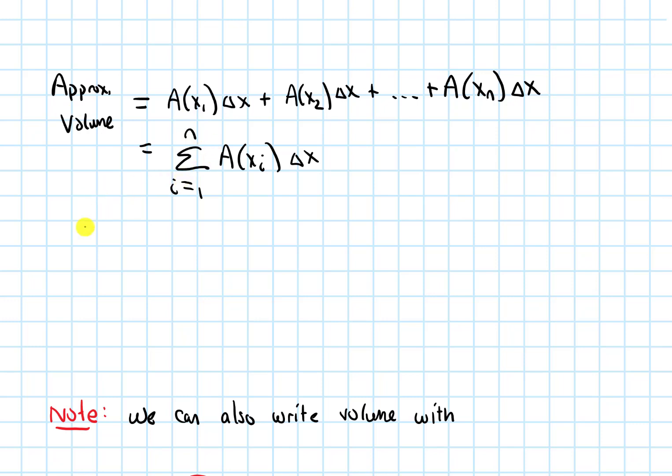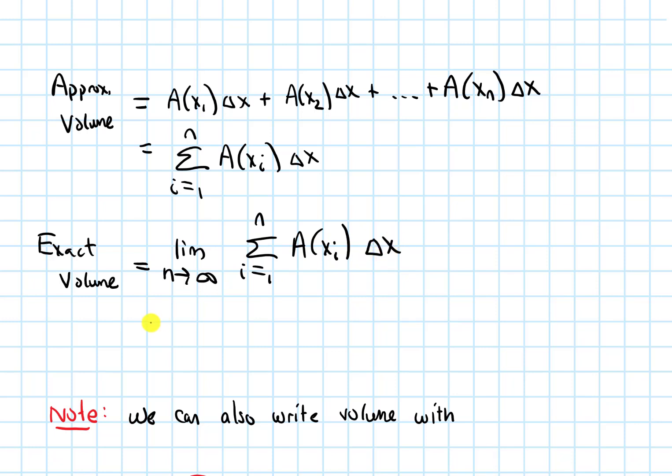We're adding up n volumes. If I want the exact volume, we need to take a limit as n goes to infinity. The limit as n goes to infinity of the sum from i equals 1 to n of A of x sub i delta x. And as we've seen before with limits of Riemann sums, I can write this as a definite integral. My limits of integration depend on the variable x here. So the smallest it got was a, the biggest it got was b. The delta x becomes a dx in my formula. And then the x sub i changes to the variable x. So we'll get A of x.